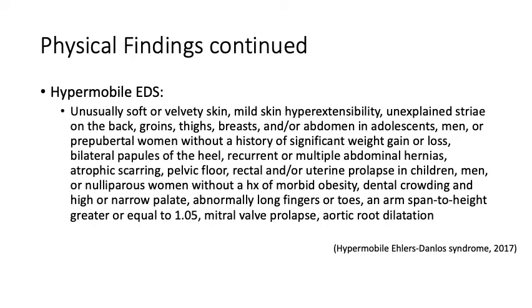or nulliparous women without a history of morbid obesity. You can also see dental crowding, a high or narrow palate, abnormally long fingers or toes, an arm span to height ratio greater than or equal to 1.05, mitral valve prolapse, and aortic root dilatation.